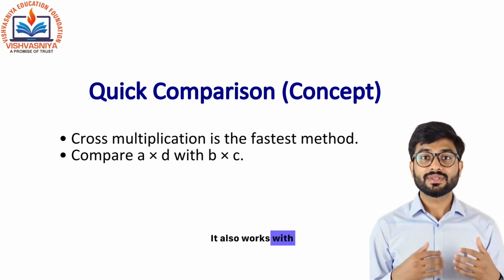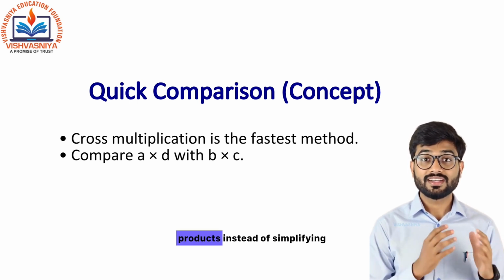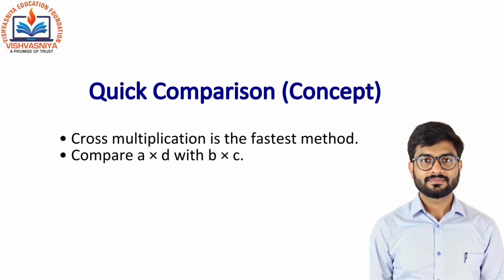When comparing two ratios, cross multiplication is the fastest and most accurate method. It also works with decimals or fractions. Always compare the cross products instead of simplifying first.